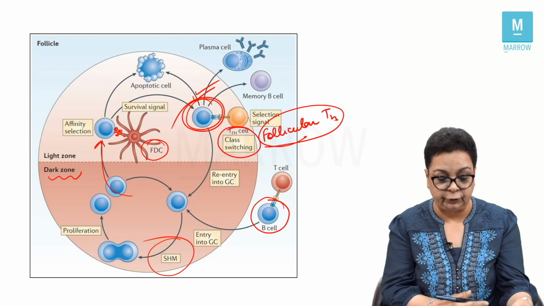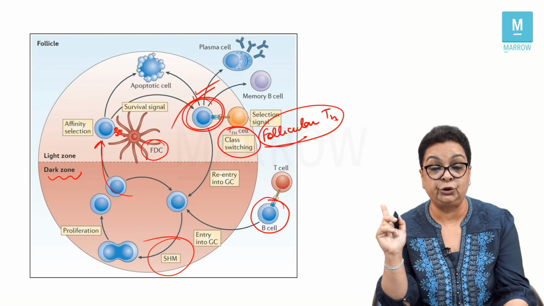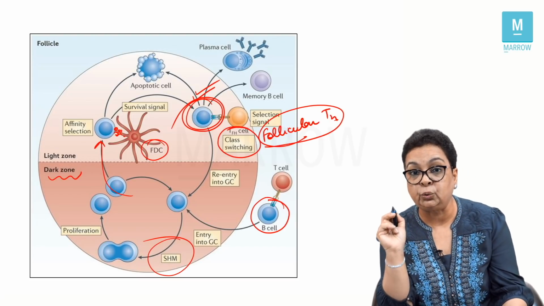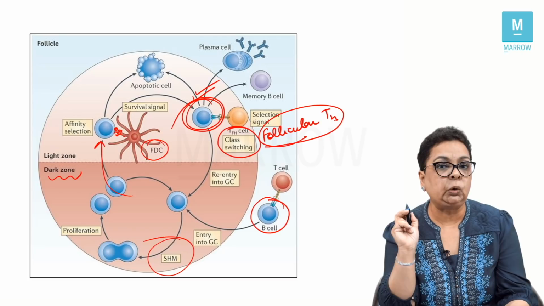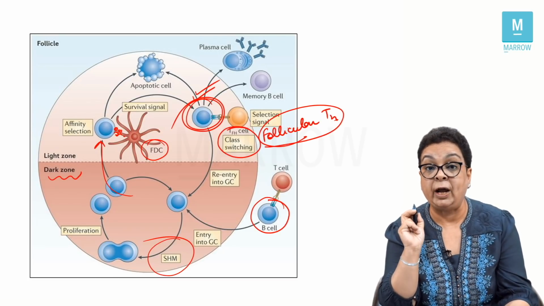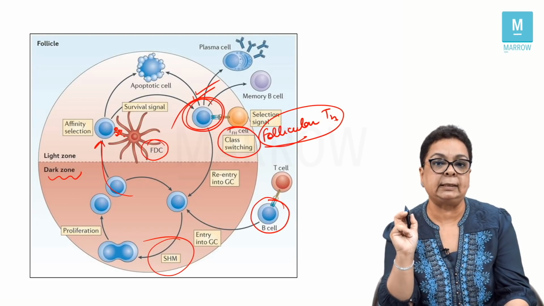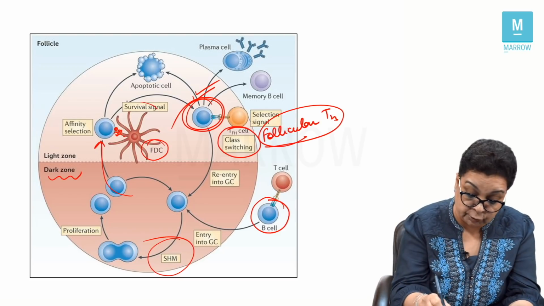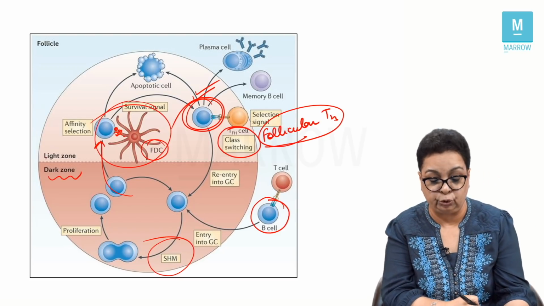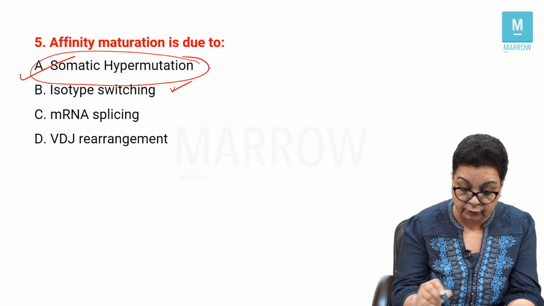Have we understood the affinity maturation? It is because of somatic hypermutation. And the important cell which is going to play an important role in affinity maturation is the follicular dendritic cell. So FDCs are exceptions. They are not antigen presenting cells, but they are responsible for affinity maturation. Let's read the other options in the question. I'll talk about isotype switching later.